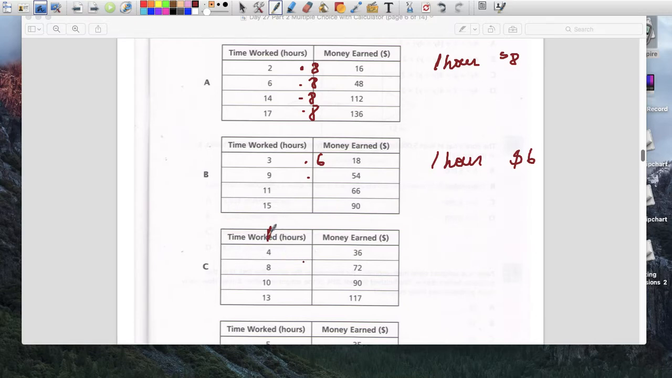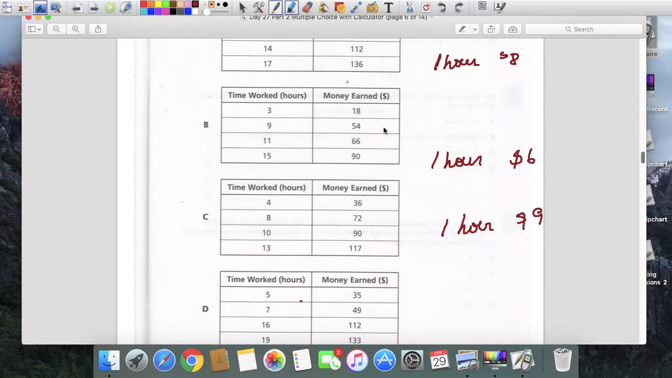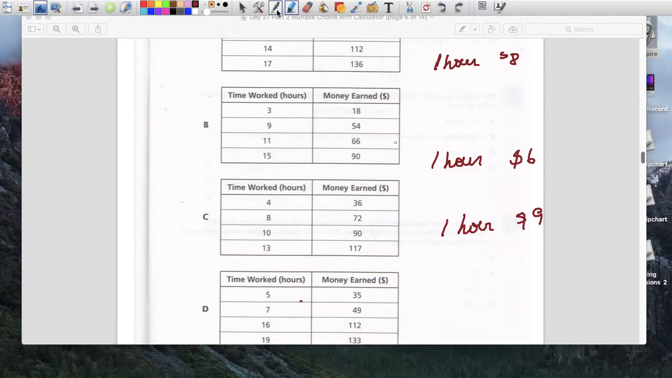Table C, again, put a 1 over there. So go backwards. You notice that the relationship is times 9, times 9, times 9. So in this table, 1 hour brings you $9. And the last table, 1 hour, it's times 7, times 7. So 1 hour would bring us $7.